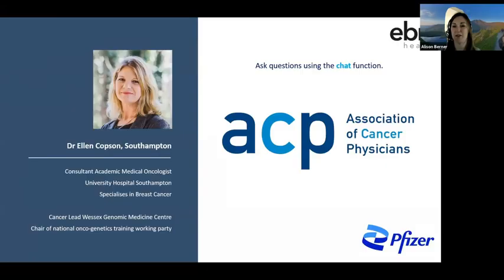Great. Now, moving forward, it's with great pleasure that I introduce our second speaker of the evening, Dr. Ellen Copson, consultant academic medical oncologist at Southampton who specialises in breast cancer. Dr. Copson is actively involved in clinical trials, including 100,000 genomes, and is cancer lead for the Wessex Genomic Medicine Centre. This evening, she'll be providing us with an overview of somatic cancer genomics. Dr. Copson, over to you. Please go ahead and share your screen.